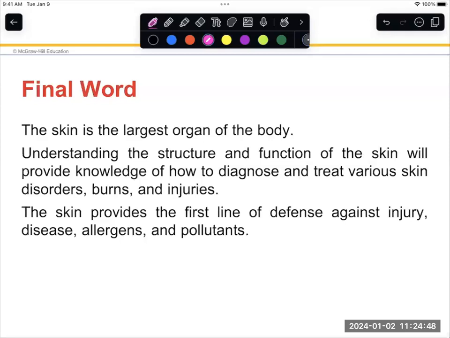So the skin, as we said, is the largest organ in the body. We went through all the different structures of the skin, how to diagnose and treat, and some of the different treatments that are used. And your skin is that first line of defense against allergens, pollutants, and everything out in the body.